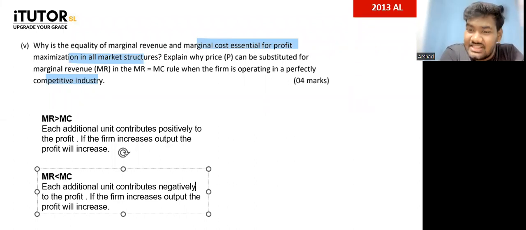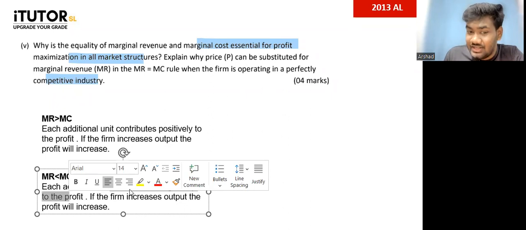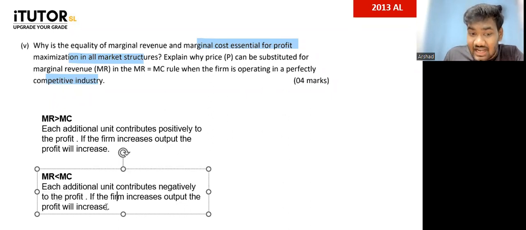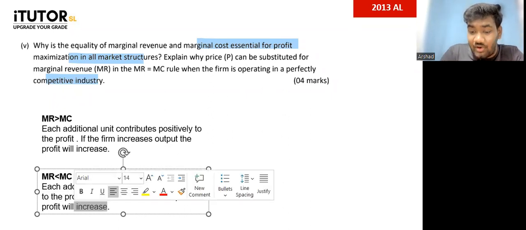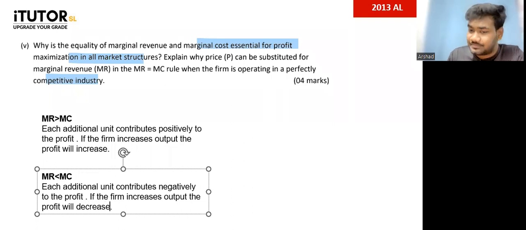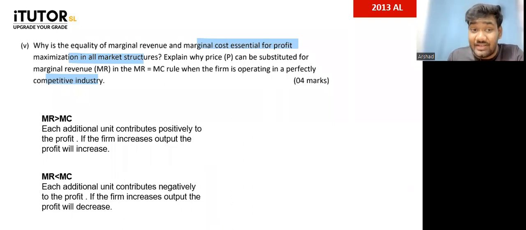No, right? Is it worth it for me to increase my output? No. So when marginal revenue is less than marginal cost, each additional unit will contribute negatively. So if the firm increases output, what happens? The profits will decrease then. So where is the profit maximized?